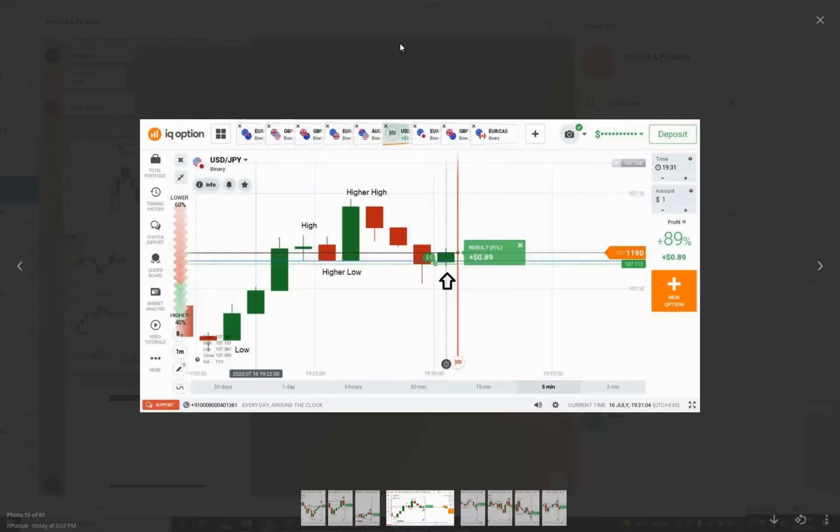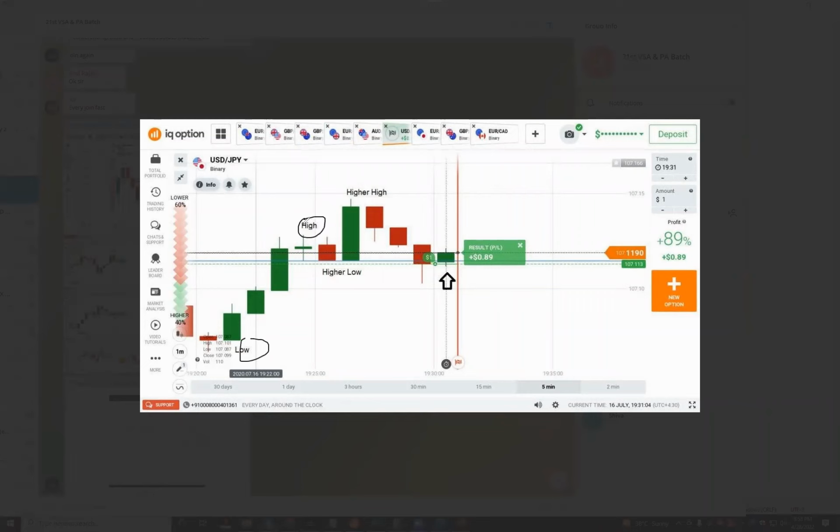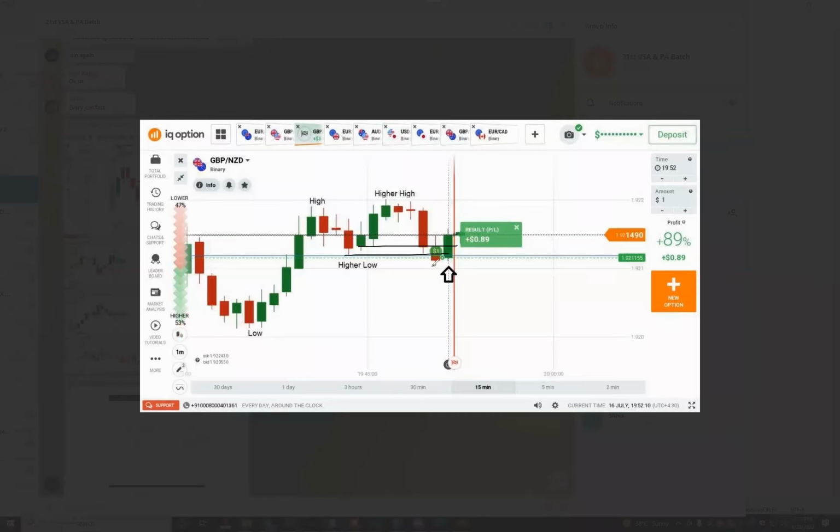This is a strong support. Low to high, high to higher low, higher low to higher high. This strong support is broken. On the higher low, it is reversing back. We know it's a strong support, it will reverse back, right? Yes. Here, this is also a strong support which is breaking: low to high, higher low, higher high. Then it's breaking, then it's reversing back. Right? Yes.